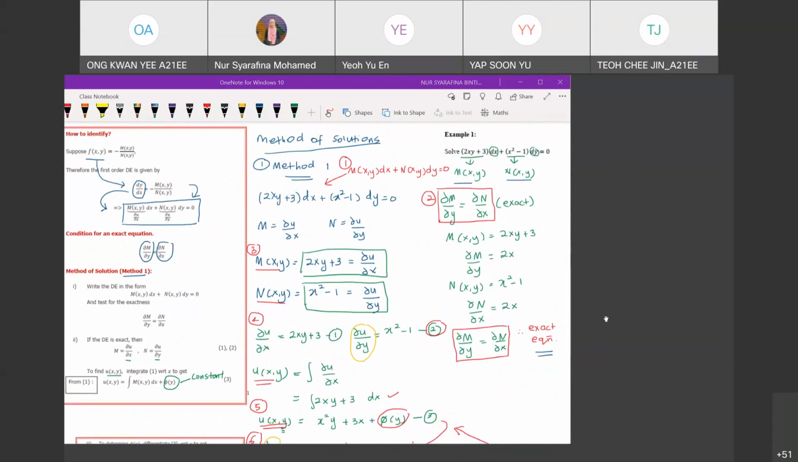Okay, we have done with the first example, right? Solution of method 1. Second example, solution of method 2. Notice that from the note, some non-exact equations can be turned into exact by multiplying with an integrating factor. So what is the integrating factor? Okay, we can try the next example here.